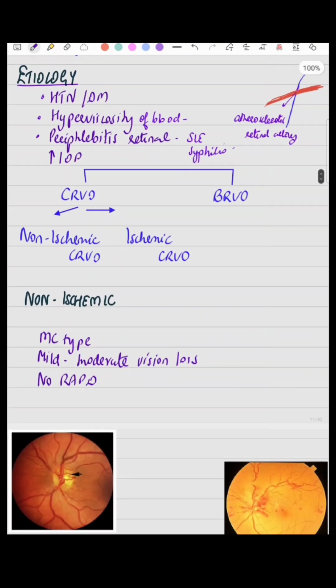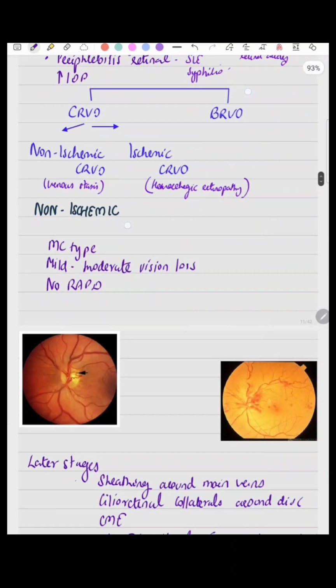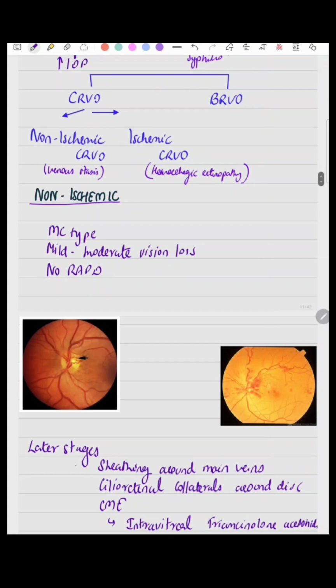Now classification: it can be central retinal vein occlusion or branch retinal vein occlusion. Central can be non-ischemic CRVO, that is venous stasis retinopathy, and ischemic CRVO, that is hemorrhagic retinopathy. Non-ischemic CRVO is the most common type, and there is mild to moderate vision loss and no RAPD, in contrast to the ischemic type.